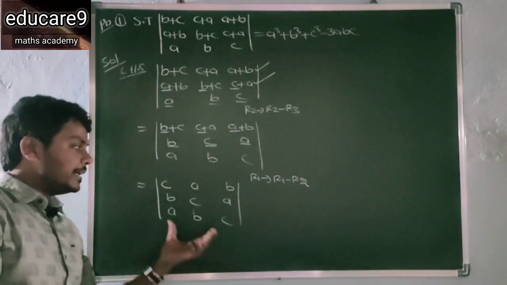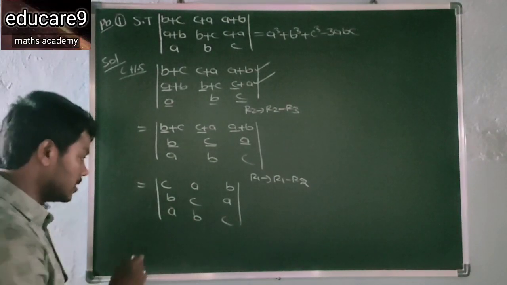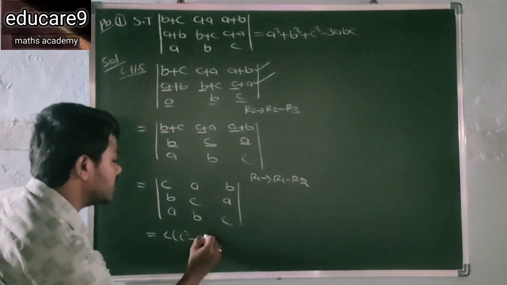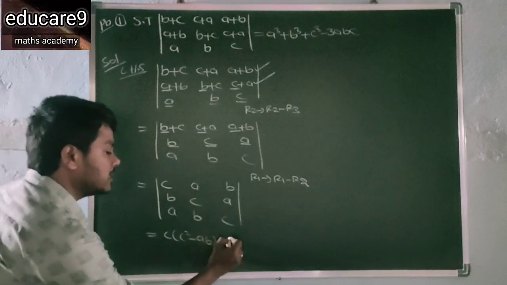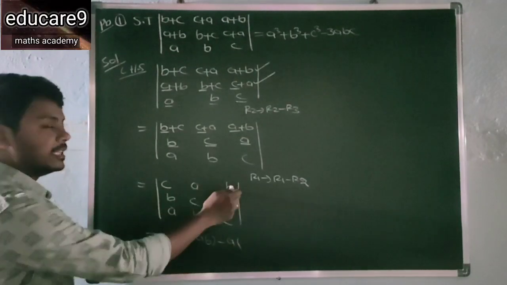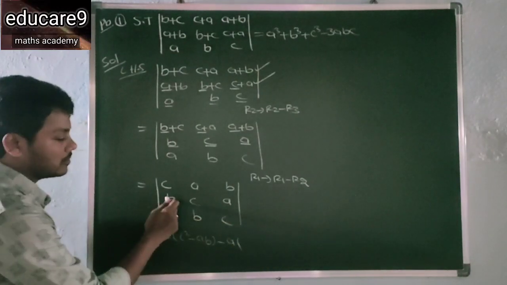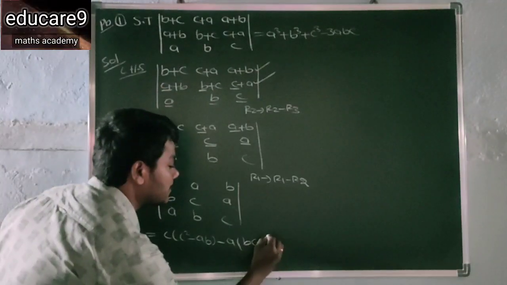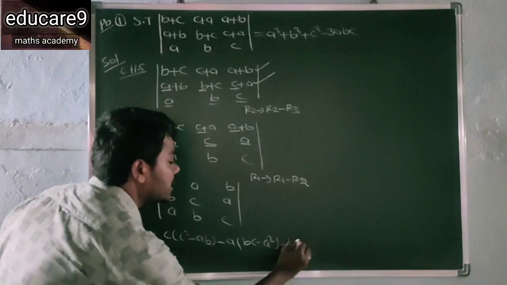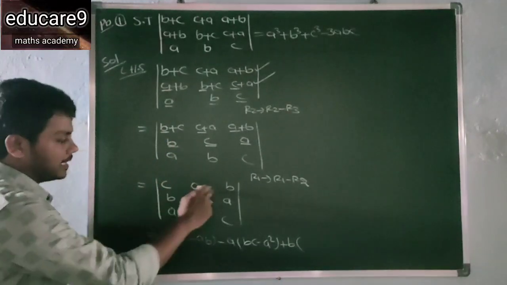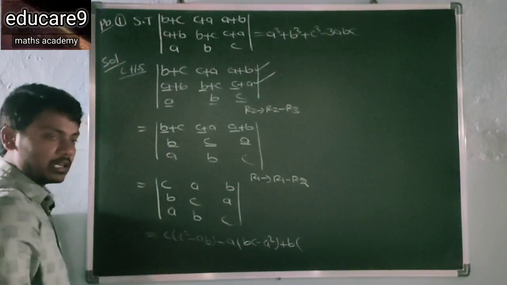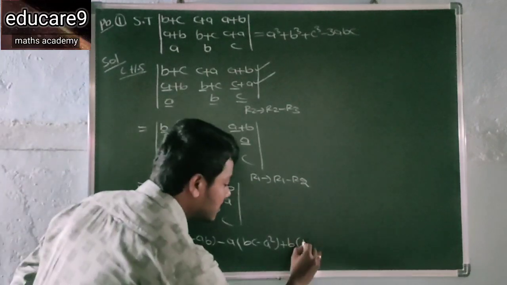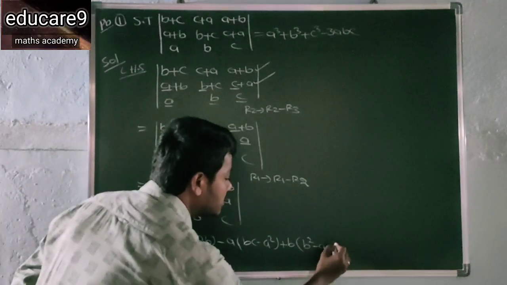Now find the determinant of this. So what you get? c into c square minus ab. Next minus a into, delete the corresponding row and corresponding column, so we will get bc minus a square, plus b into, again delete the corresponding row and corresponding column. So what you will get? b square minus ac.